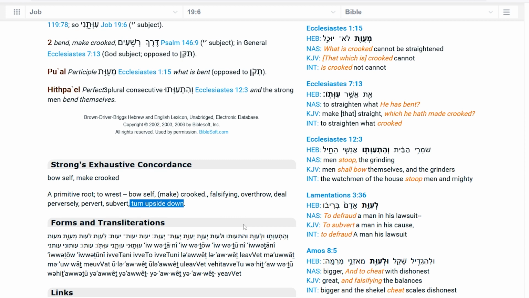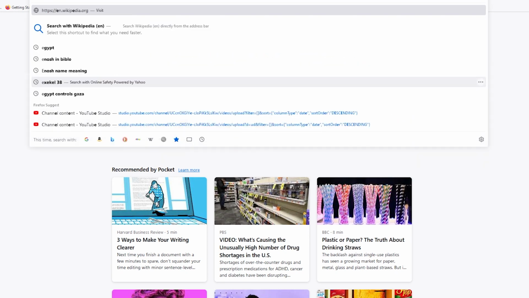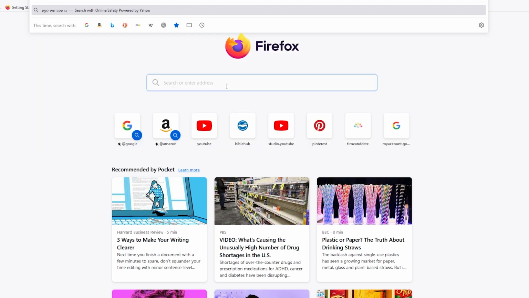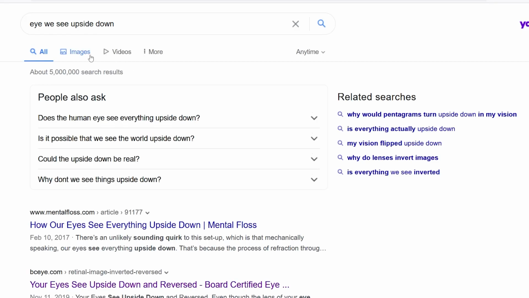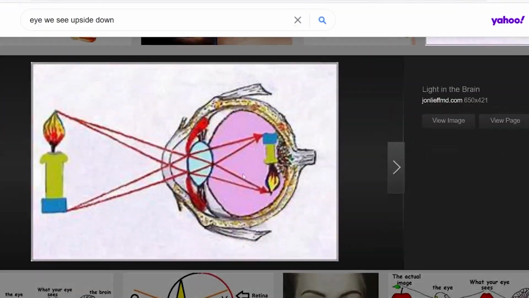I think we're upside down. And you're like, what? Well, look how we look. Our eyes, inside the brain, we see things upside down. Look like this picture, see? Candles upside down in our head. So this is what I'm saying. Inside our head, we're upside down.